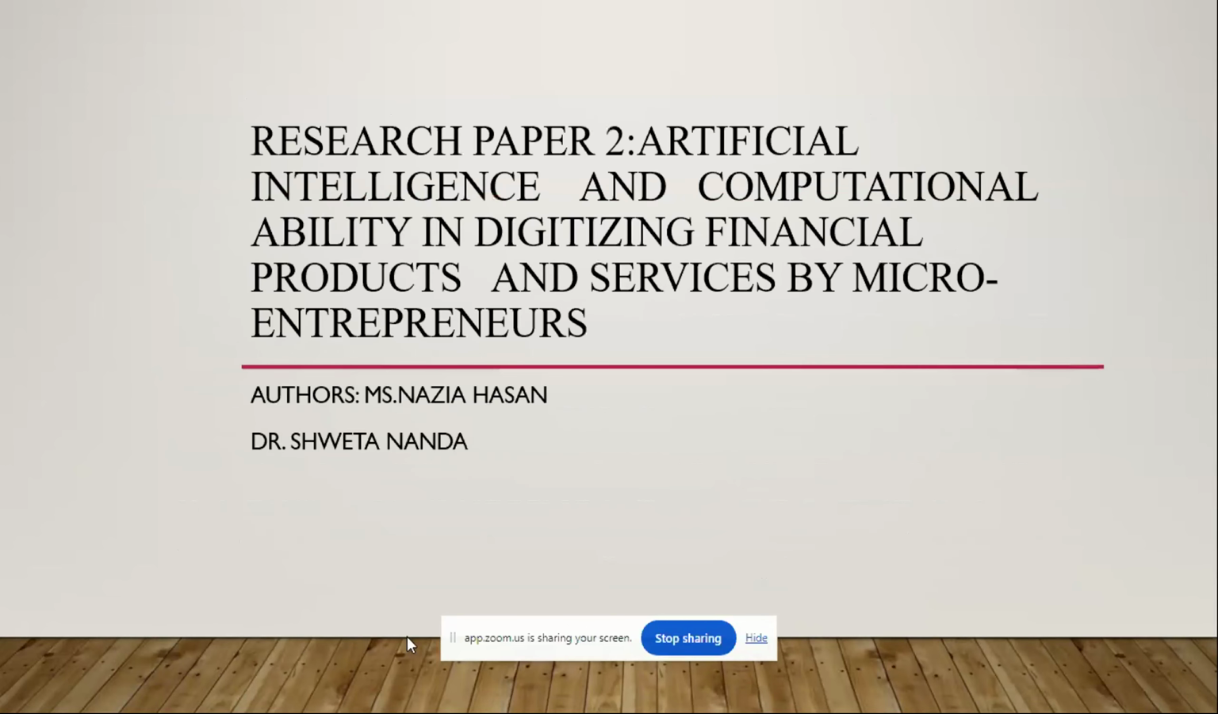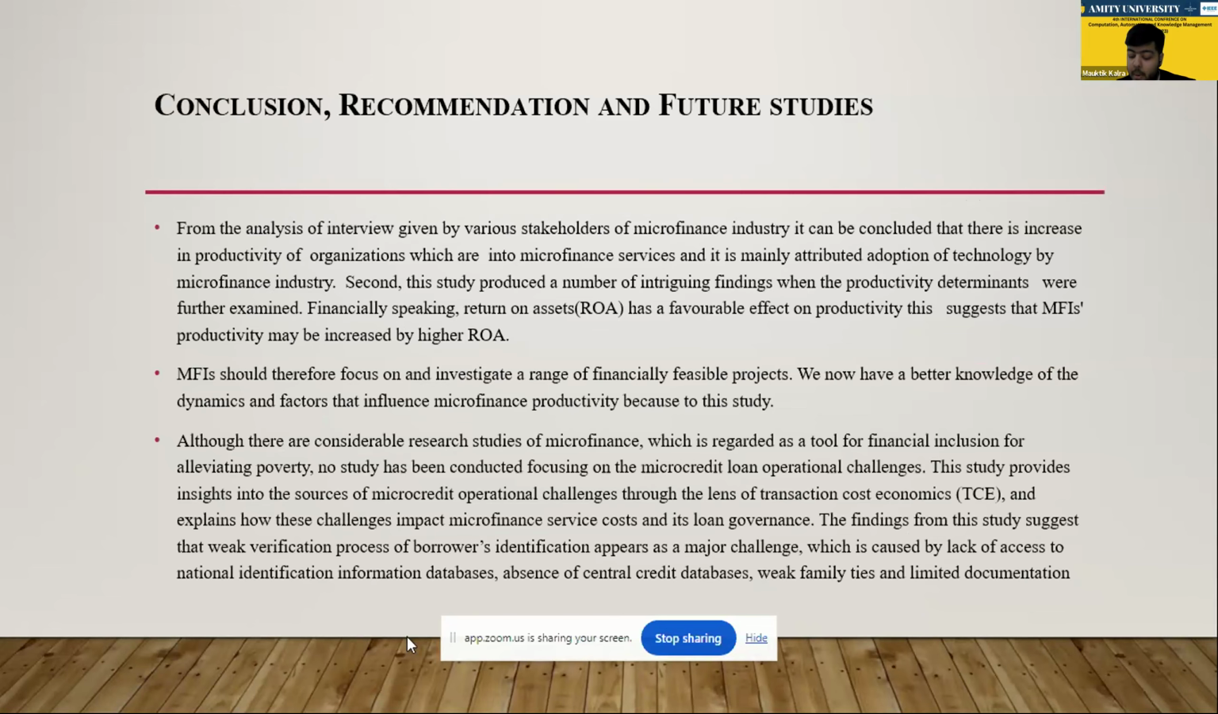My another paper is 675 ID, which is artificial intelligence and computational ability. Yes, ma'am. Just a second, ma'am. I would request the second chairs to ask questions if any. No, don't let her proceed. Let her proceed.